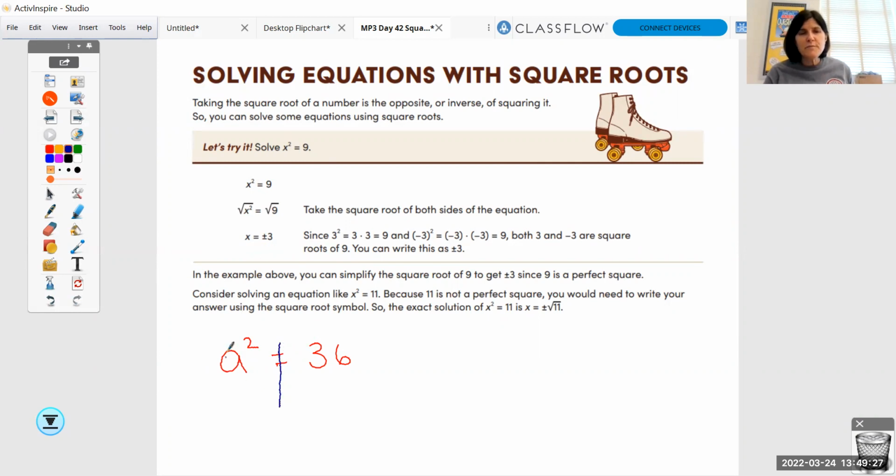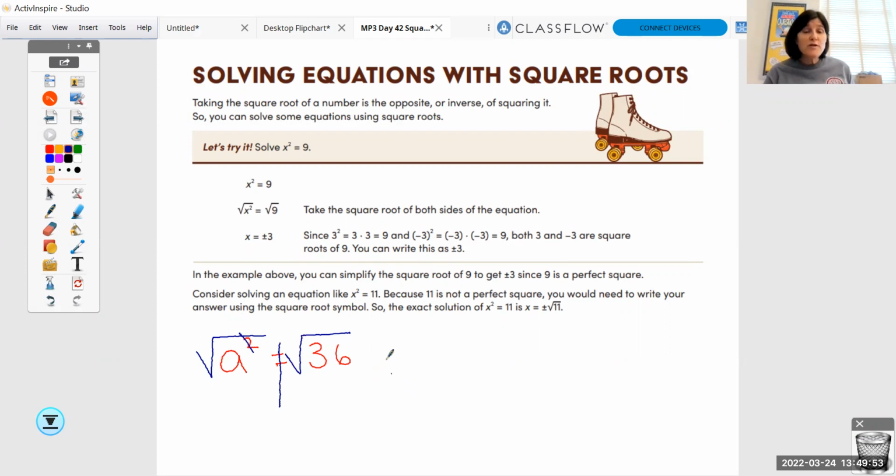We draw a line down the middle. I need to figure out what A is. So when we solve equations, we do the opposite of what's happening. So it's a squared. The opposite is the square root of a squared. That cancels out my squared because it's the opposite. Opposite operations cancel each other out. But if I square root one side, I have to square root the other side.